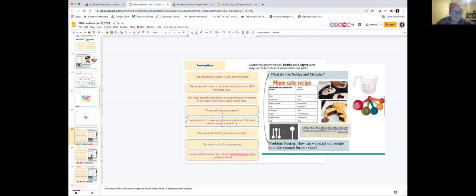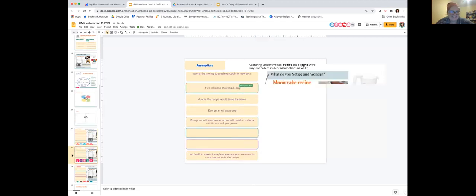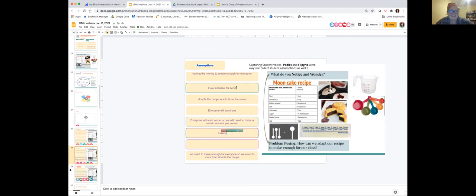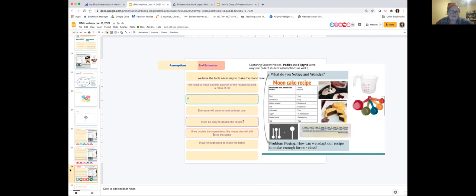We're assuming everyone wants one. Usually when there's food in the classroom, everyone wants one. So as we finish up our assumptions, I see that some of you are already thinking about how many you might want to make. Some people are already thinking about what they're going to do to the recipe.